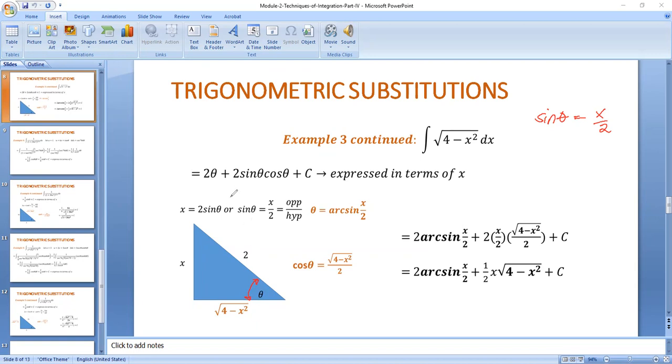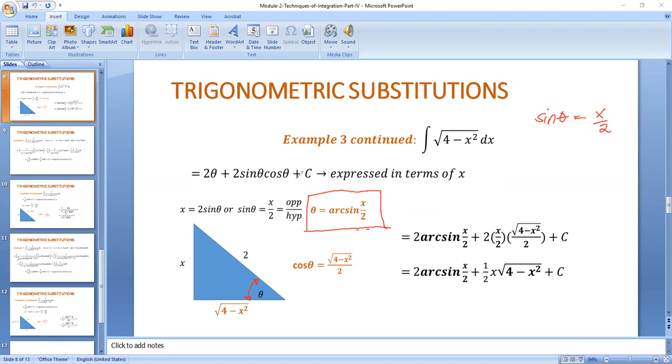Now, what is this 2 theta in here that you have? Isn't it that theta is arc sine of x over 2? So you get the theta. It's here. Theta is the arc sine of x over 2. So meaning for this first term in here, the theta will be replaced by arc sine of x over 2 based on this substitution equation.